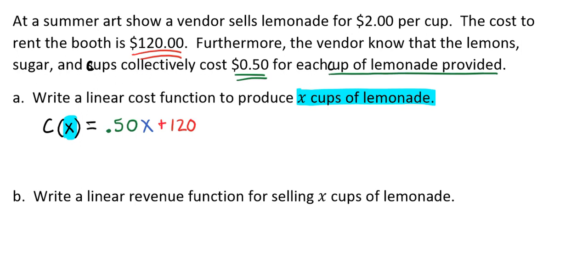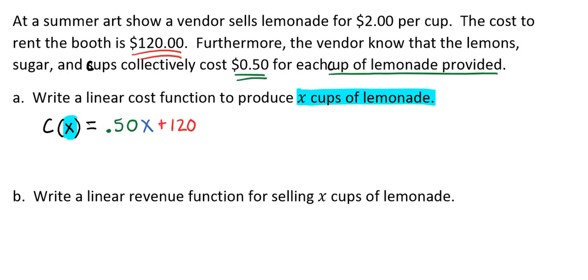So this is our linear cost function. We take the fixed cost of the booth and we add it to the varied cost of the cups of lemonade, the cost for each cup.